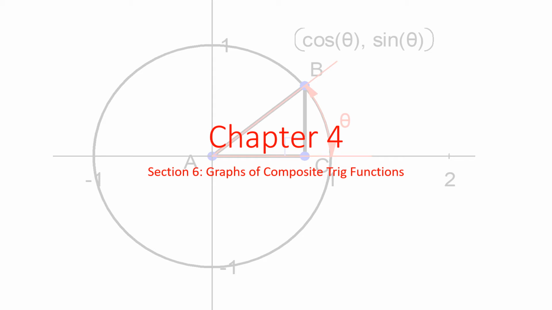Welcome back to Chapter 4. The last couple sections, we've been looking at the graphs of trig functions. We started out with just sine and cosine, and then we moved to tangent, cosecant, secant, and cotangent. This section is kind of the last section in that graphing piece of the trigs. We're going to be looking at the graphs of composite trigonometric functions.